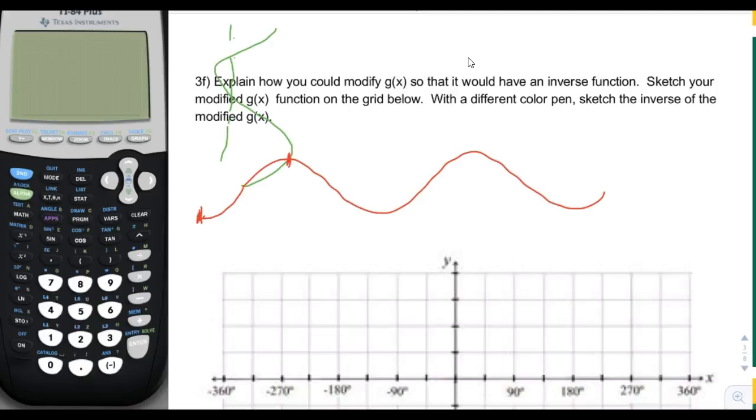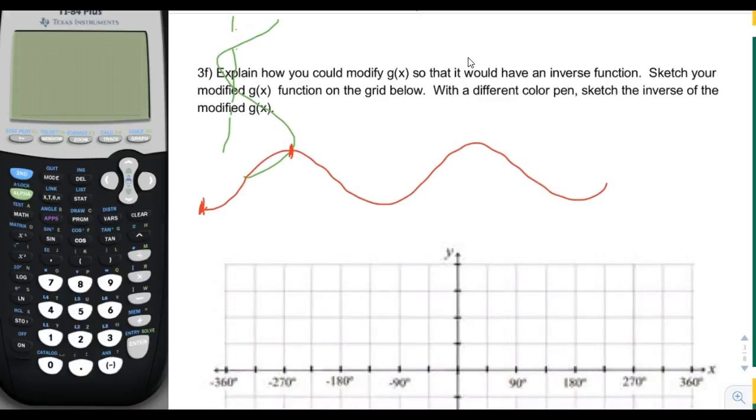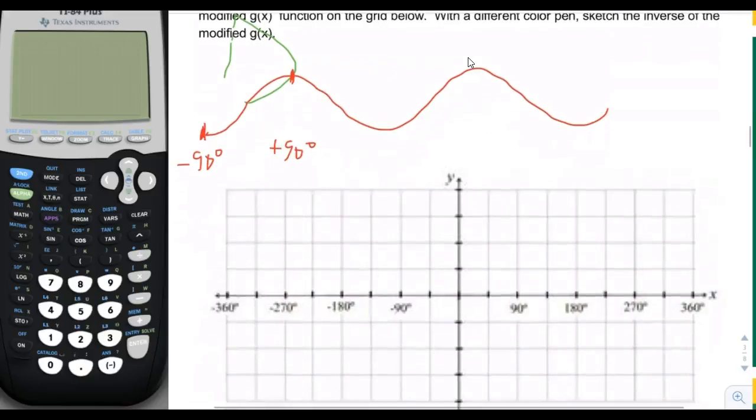I'm going to cut off this function, and instead of going from negative infinity to infinity, my new red function is just going to go from negative 90 degrees to positive 90 degrees. And if I do that, instead of that curve that goes on forever, it's just going to be part of the sine function. Looks kind of like this.